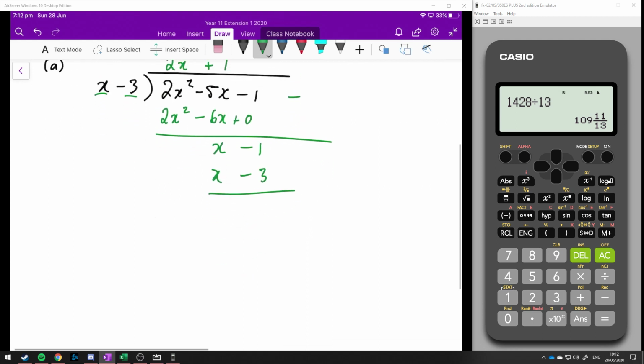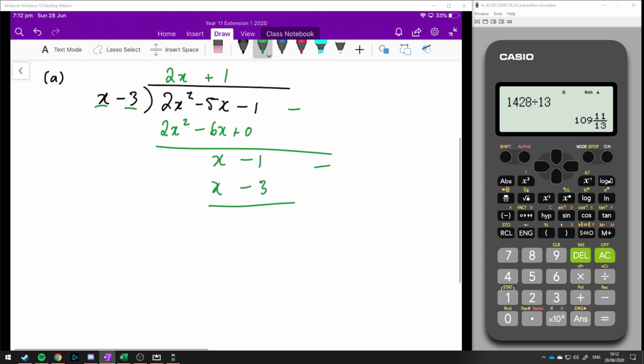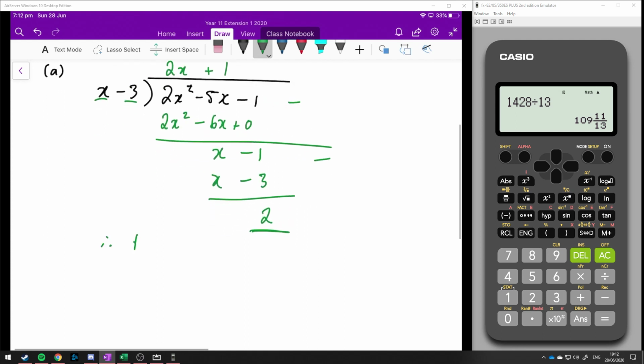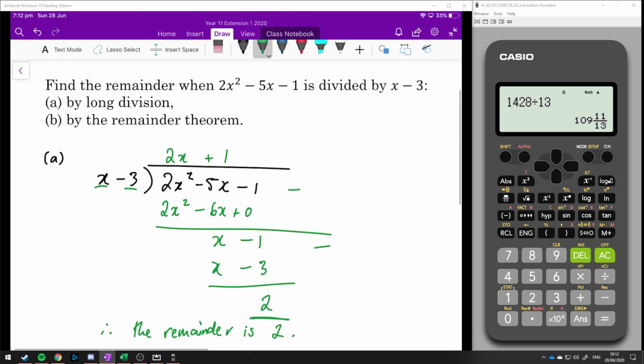We're going to then subtract these two from each other. So x take away x is equal to 0, minus 1 take away negative 3 is equal to 2. Okay? And that 2 there, that's our remainder. So therefore, the remainder is 2. So that's part A. By doing the long division, we've ended up with the remainder because it can't divide into the x. So that just leaves us with our remainder there.